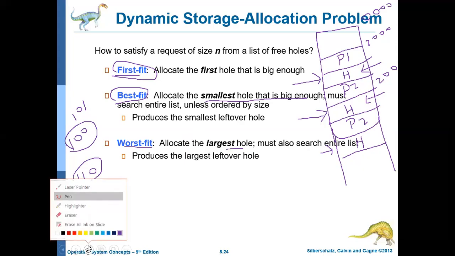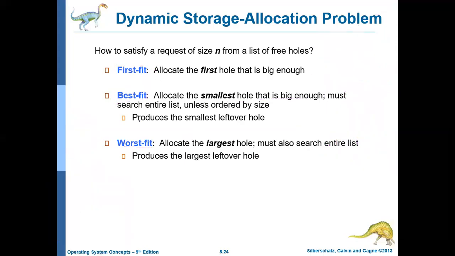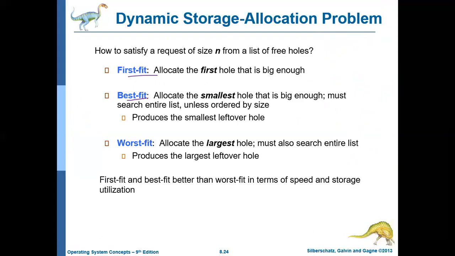So these are the three ways in which holes can be allocated when you are using variable size partitions. Research says that first fit and best fit give better performance than worst fit. Simulations and research say that first fit and best fit are better than worst fit in terms of decreasing time and storage utilization.